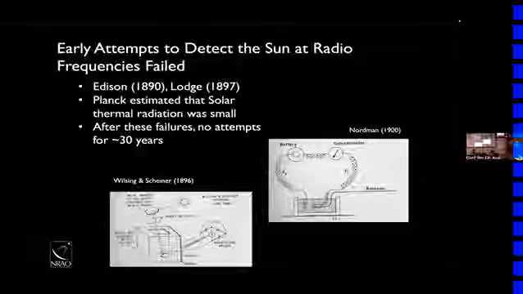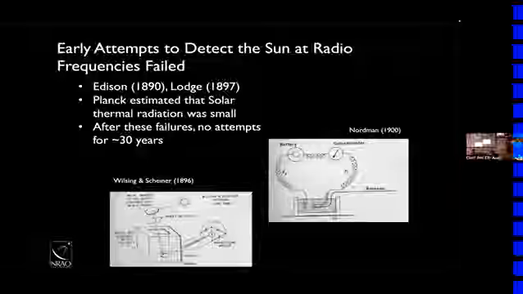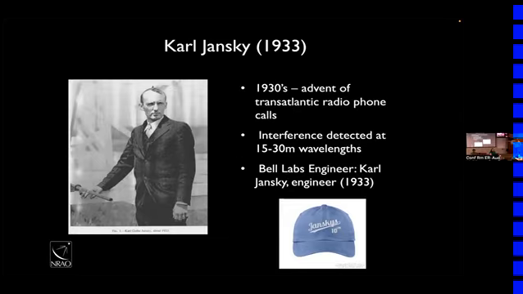So efforts stopped. People just kind of like, okay, I guess there's no radiation from the sun, which is understandable, right? It was a busy time. World War I happened, right? And all these other things were happening in the world. But solar radiation, right? The early attempts to detect the sun failed.